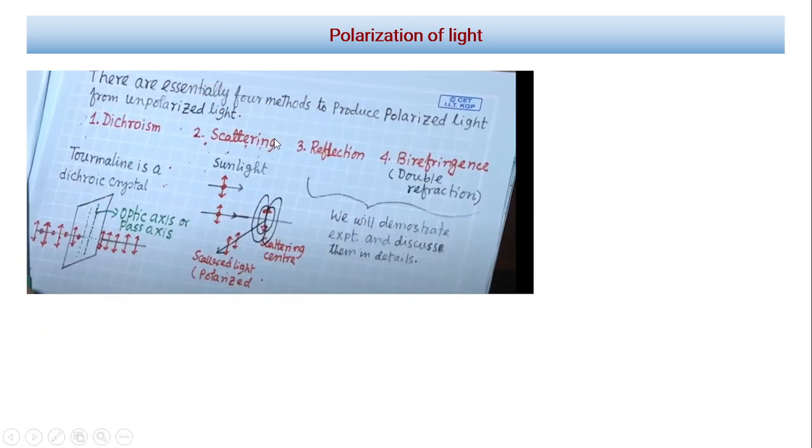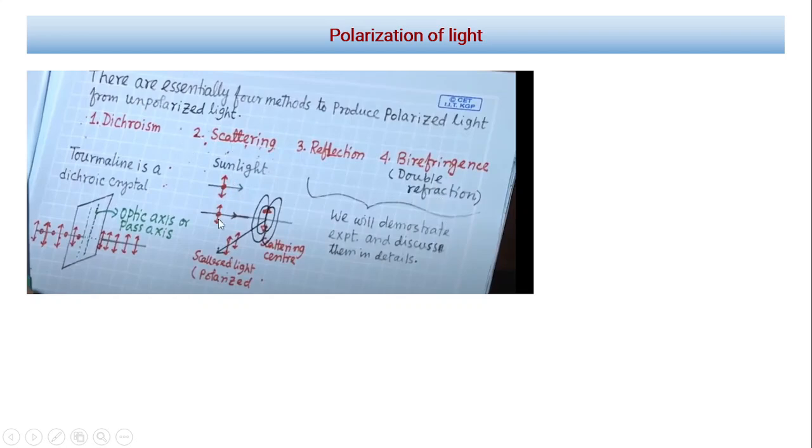Okay, now these are four methods through which we produce polarized light from unpolarized light: dichroism, scattering, reflection, and birefringence, or double refraction. This we have discussed. Reflection is Brewster's angle that we discussed, and birefringence, double refraction, yeah, E ray, O ray. Okay.